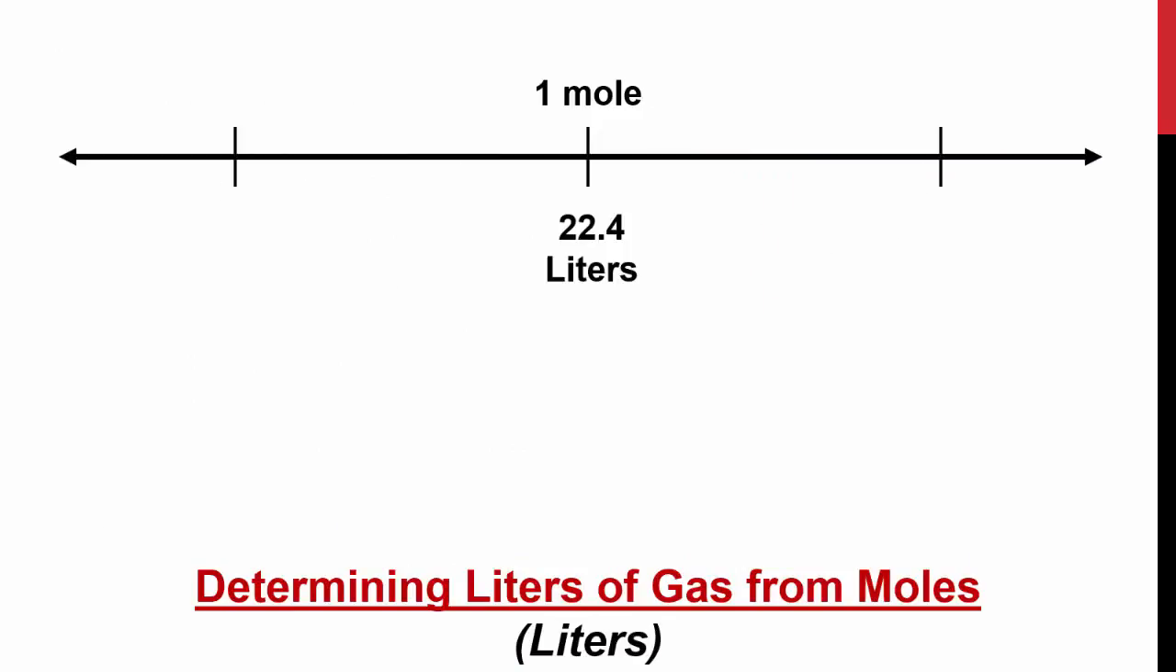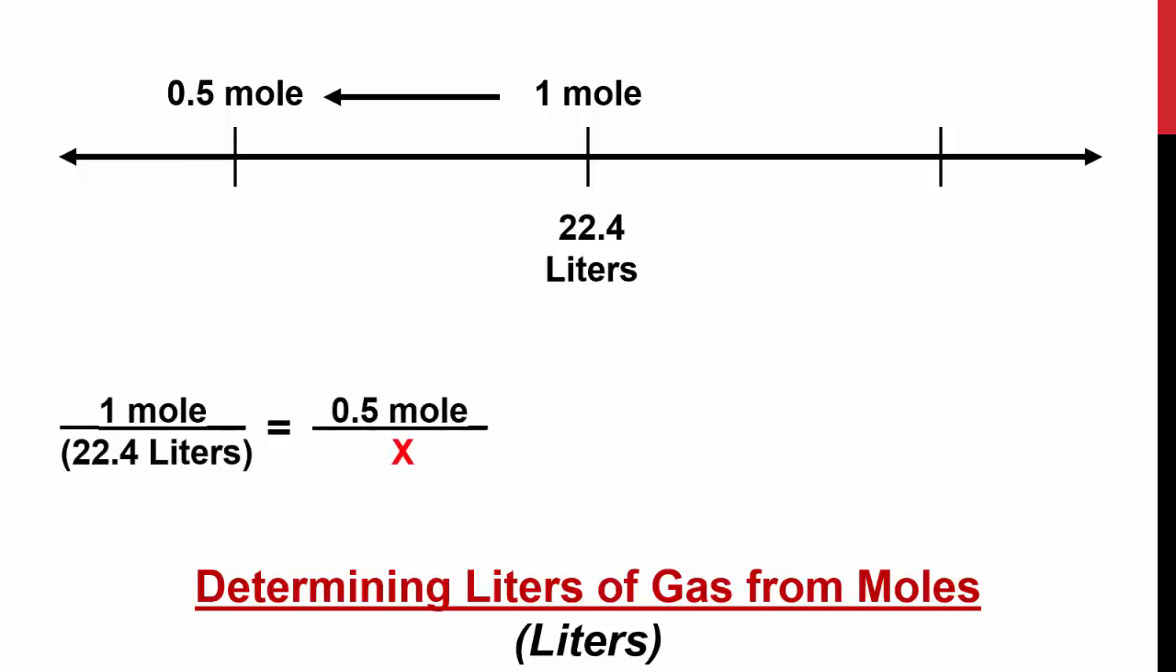So again, looking at our number line, if we say that 1 mole is equal to 22.4 liters, which is our standard, let's say we were going down. If we are going from 1 to a half a mole, we could say that we're going half of the amount of liters that we have. So if we set up a formula, our standard, which is 1 over 22.4 liters, is equal to 0.5 over x. When you cross multiply, you'll notice that we get 11.2 liters. If it's less than 1 mole, you should have less than 22.4 liters.